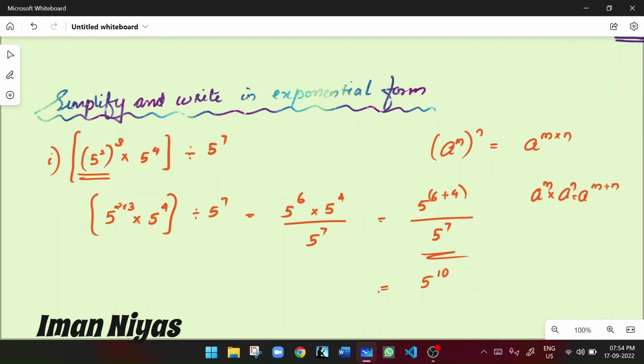This denominator, can I take it to the numerator? So how will it be? Can I write it like this? Because you have learned a raised to m by a raised to n is a raised to m minus n, right? So you will get the answer as 5 raised to 3. Okay, so this is the way you have to solve it and write it in exponential form. Let's see another one.